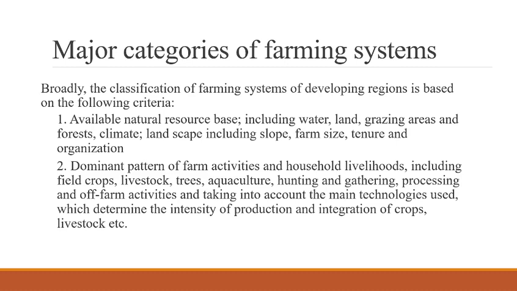So broadly, the classification of farming systems of development regions is based on the following criteria. Firstly, we have the available natural resource base. For example, we are talking of water, land, grazing areas, and forests, climate, landscape, including slope, farm size, tenure, and organizations. Apart from looking at the natural resources available, we also need to look at the dominant pattern of farming activities at household livelihood, including field crops, livestock, trees, aquaculture, hunting and gathering, processing and off-farm activities, and taking into account the main technologies used, which determine the intensity of production and integration of crops as well as livestock.